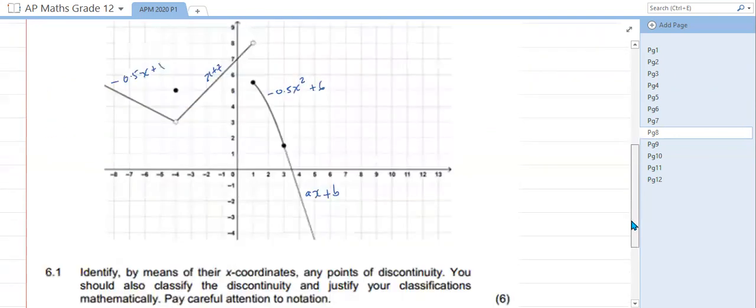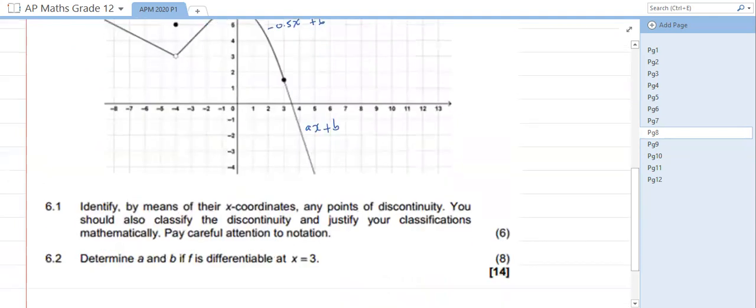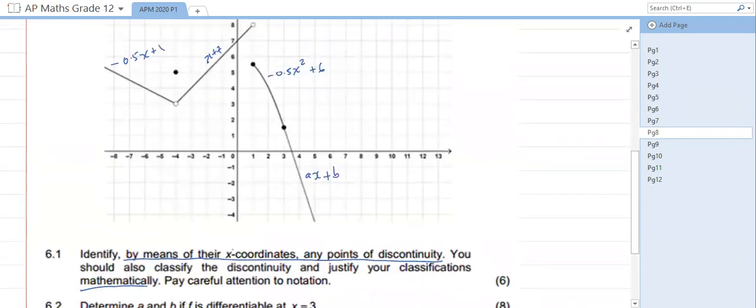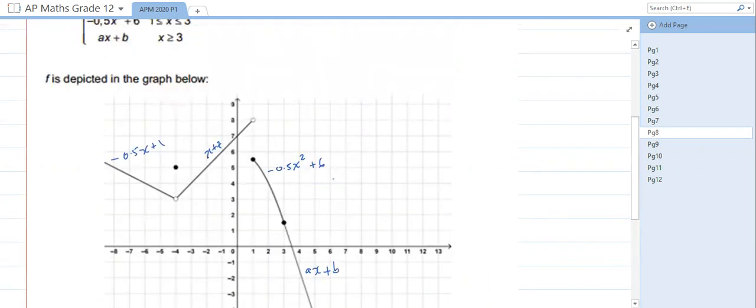So the first question is asking us to identify, by means of their coordinates, any points of discontinuity. You should also classify the discontinuity and justify your classifications mathematically. Pay careful attention to notation. So my first, by means of their x coordinates, we're looking for the x coordinate where it is discontinuous. I can clearly see a discontinuity in the graph at 1.